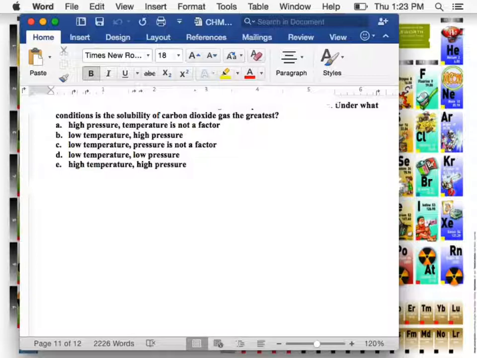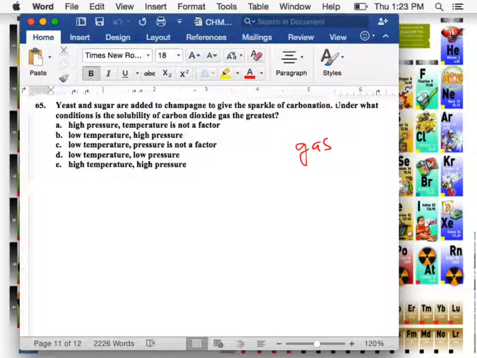Maybe Mike was a bit overzealous to go through and erase that first sentence. What am I dissolving carbon dioxide in? In champagne. What is champagne? Liquid is good enough. Really what we're looking at is water. So I'm looking at taking a gas and I want to push it into a liquid. That's what I'm trying to do.